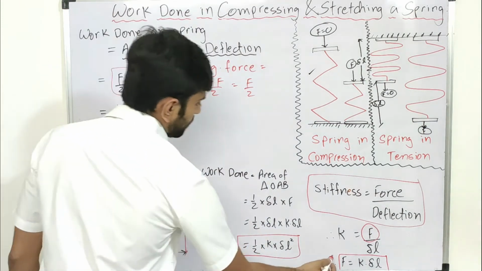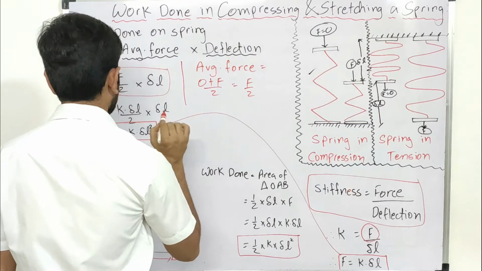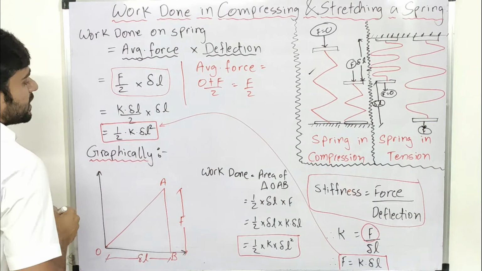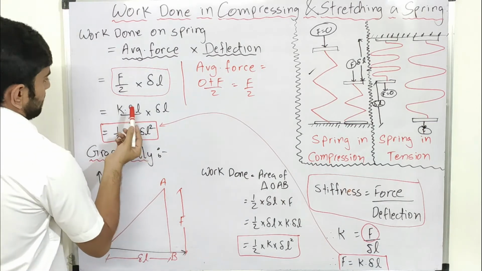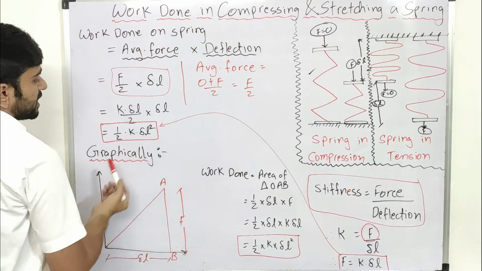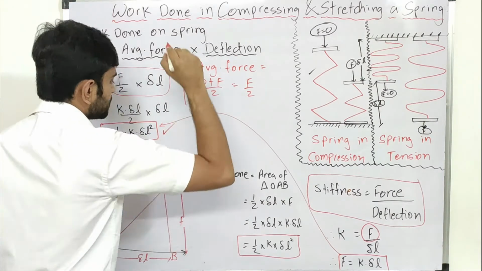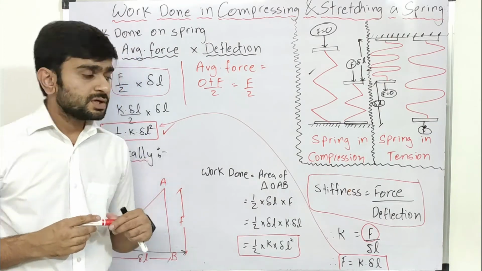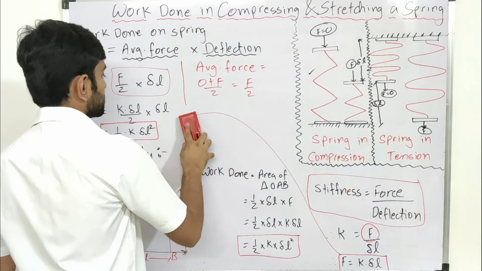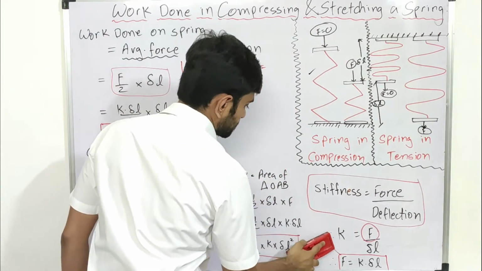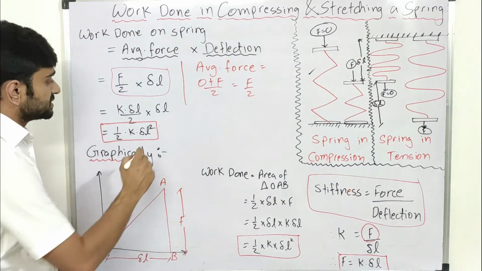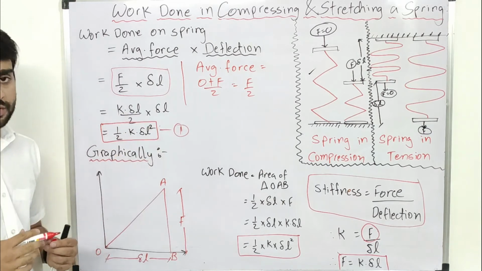So that is what I have abbreviated over here. I put F is equal to K into delta L. So F becomes K into delta L divided by 2, so half into K into delta L square. This is actually the work done to compress or stretch a spring. So we have derived this theoretically. Let me remove this unnecessary things again. So this is the formula we have just derived, equation 1.